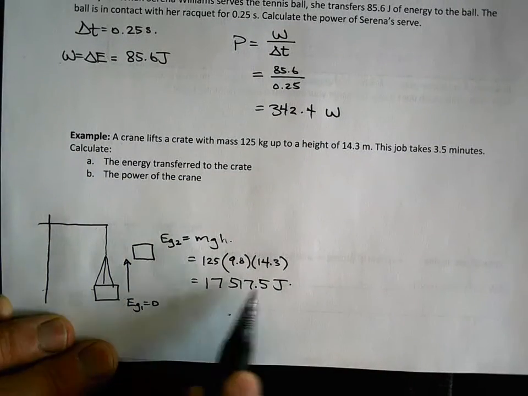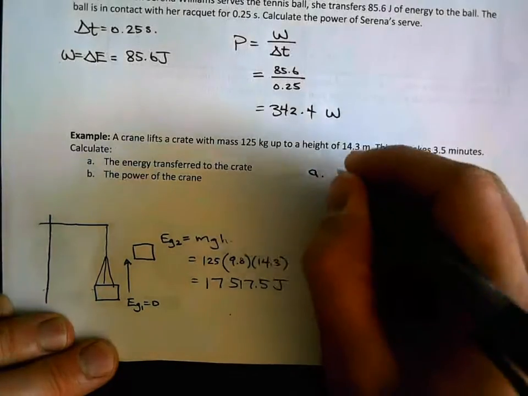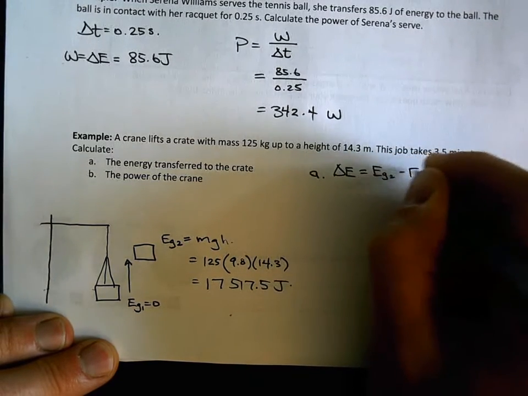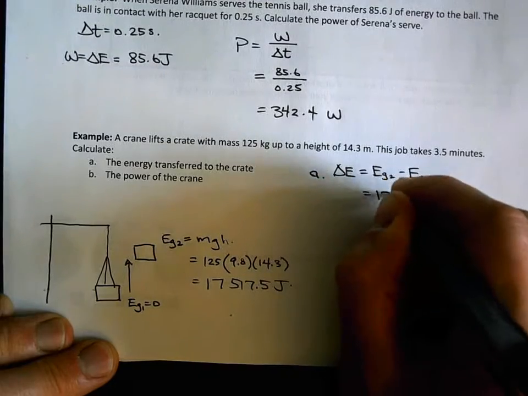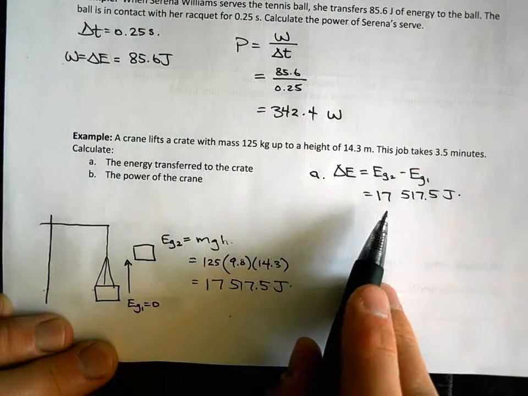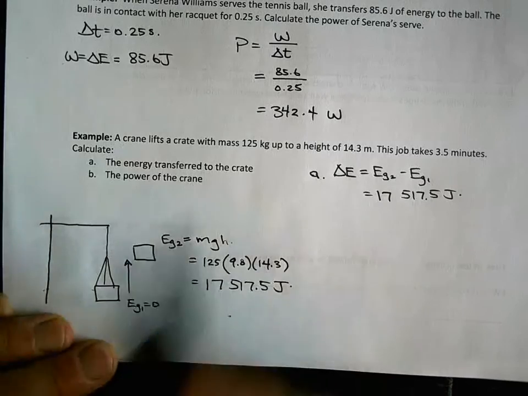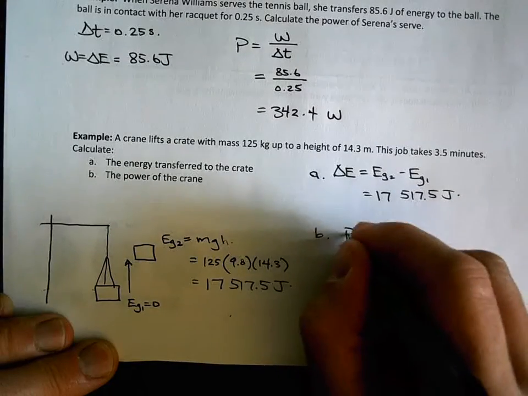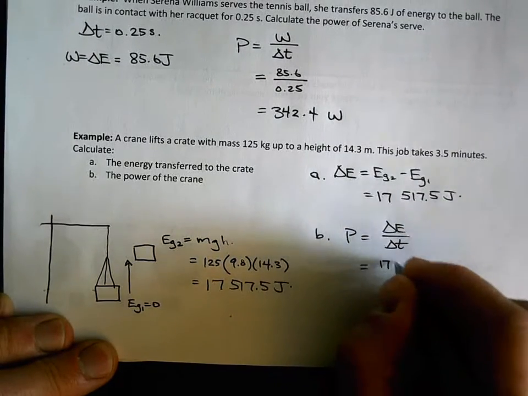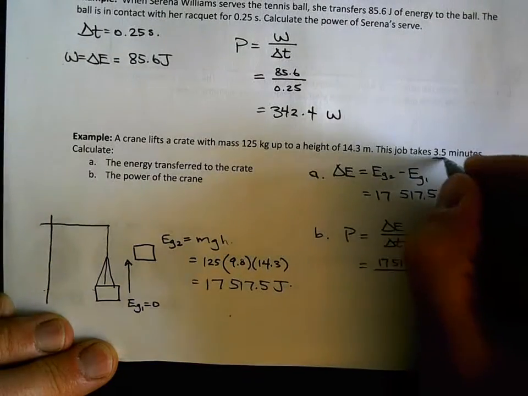So now I can figure out the energy transfer to the crate. Well, it started with 0, and now it has a whole bunch more. So I'll say my energy transfer, or work done, is equal to EG2 minus EG1. So that's equal to 17,517.5 joules. That's how much energy was transferred to the crate. But to know the actual power of the crane, we need to know how fast the crane was operating. Power is equal to change in energy over time. We have 17,517.5 joules, and then we have 3.5 minutes.